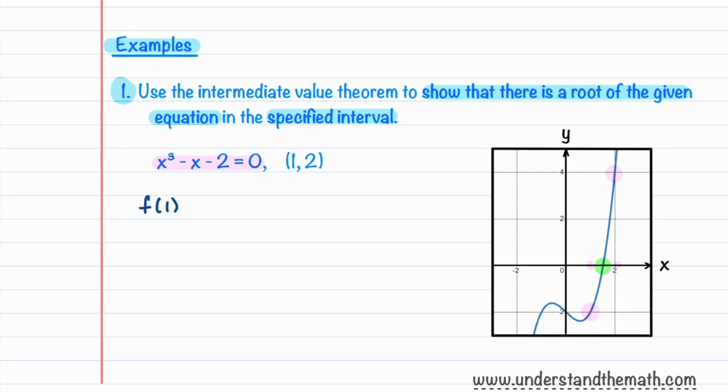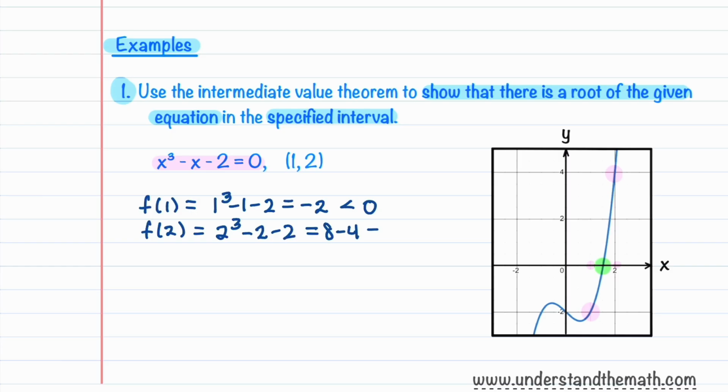f of 1 is equal to 1 cubed minus 1 minus 2, which is just minus 2. And let's make a note that that's less than 0. And then f of 2 is 2 cubed minus 2 minus 2, which is 8 minus 4, equal to 4, which is greater than 0.